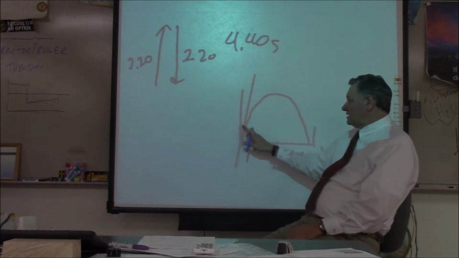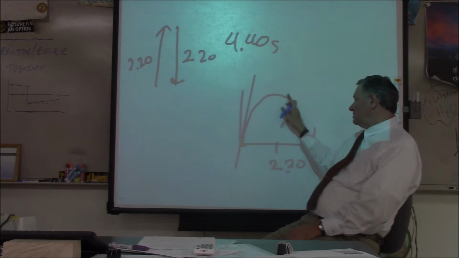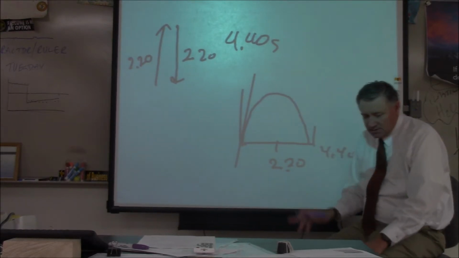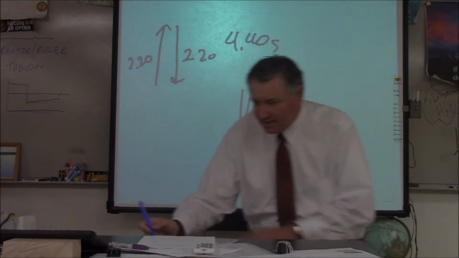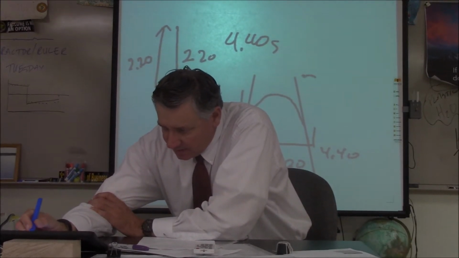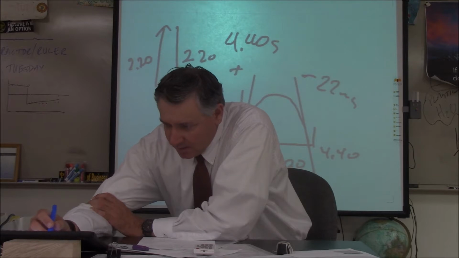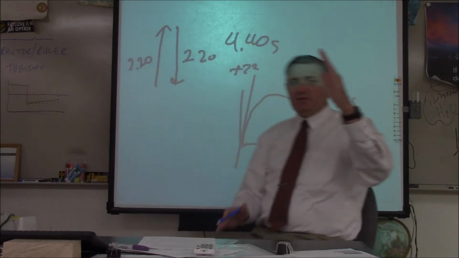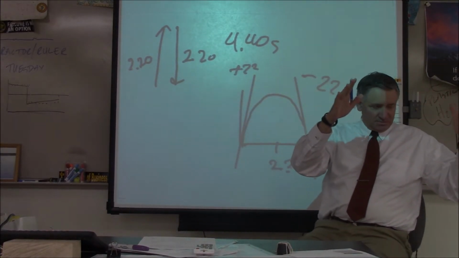And then as that time goes up, it's going to go to 0, it's going to go negative, and then what lands over here, the slope of that tangent line, is going to be about negative 22 meters per second. So you're going to go from positive 22 meters per second to negative 22 meters per second.